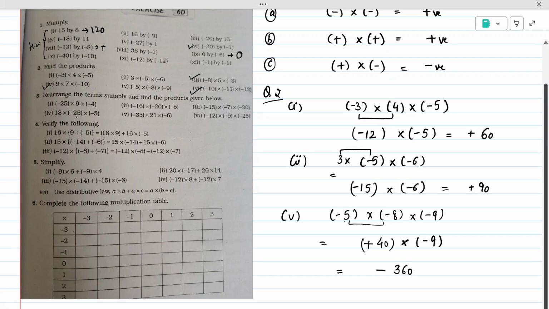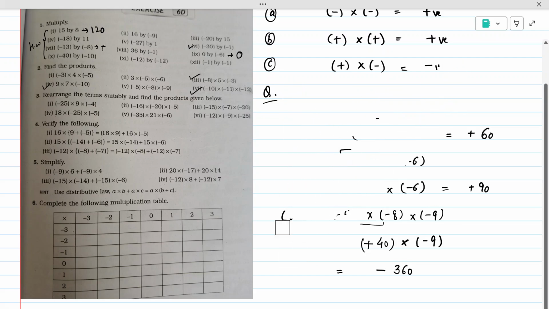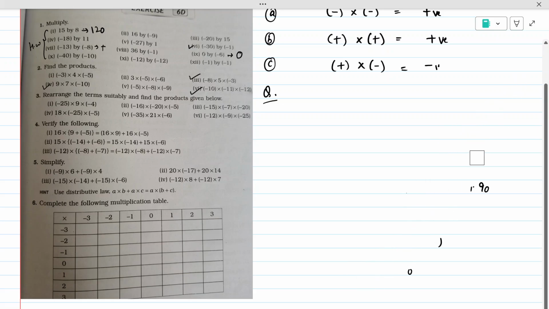Next, the third question we have is: rearrange the terms suitably and find the products given below. Okay, so kids, here again we have to find the products, but what we are asked here is that we have to rearrange the numbers. So there is another way where we can rearrange the numbers on the basis of their signs first and then do the calculations.